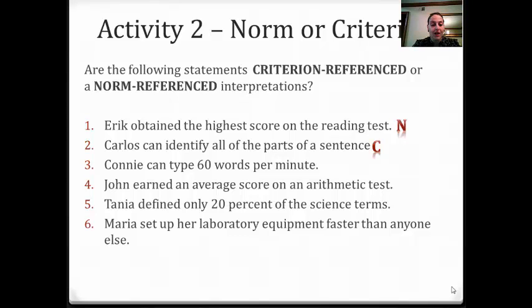Okay, number 3, Connie can type 60 words per minute. Okay, this is criterion referenced, again, because it's a particular objective, right? It's not normed against anyone else, compared to anybody else.